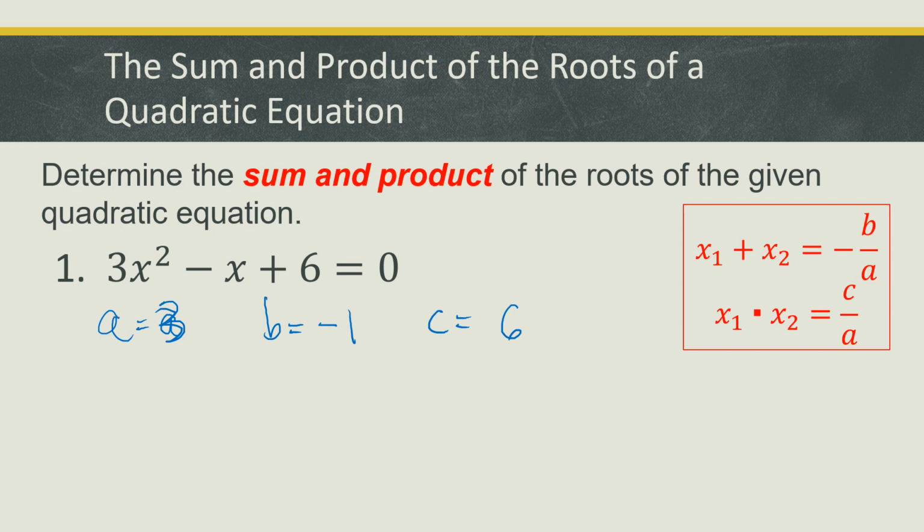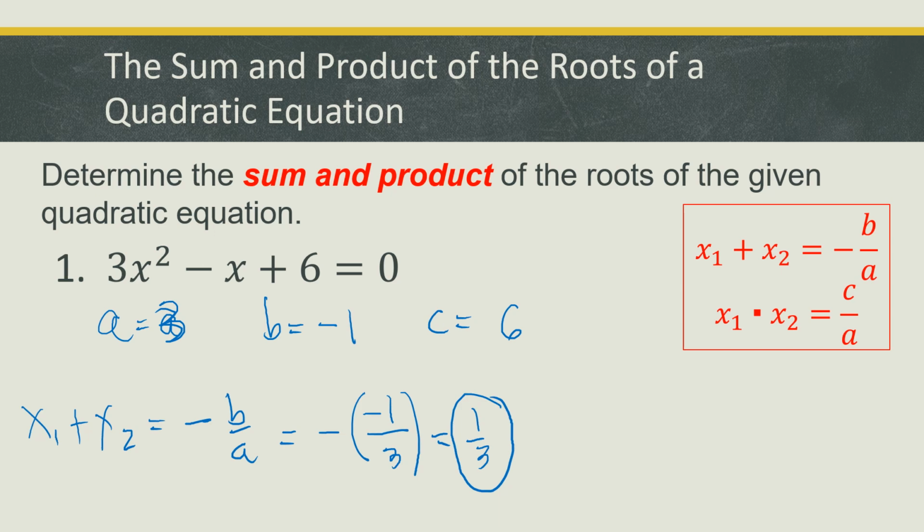So the sum, x sub 1 plus x sub 2, is equal to negative b over a. Our b is negative 1, over our a, which is 3. Therefore, negative times negative will give us a positive. This is now the sum of the roots of the given quadratic equation.